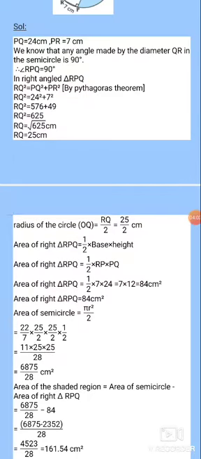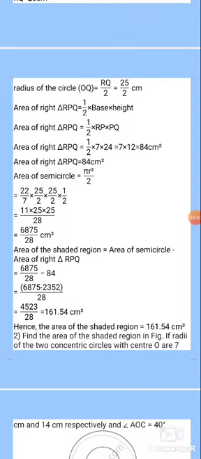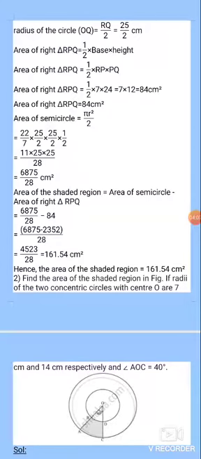Now the second question. Find the area of the shaded region if the radii of the two concentric circles with center O are 7 cm and 14 cm respectively. And one more condition: angle AOC is equal to 40 degrees. Now what do you mean by concentric circles? Yes, two circles having the same center. Now the larger circle has radius 14 cm, the smaller has radius 7 cm.